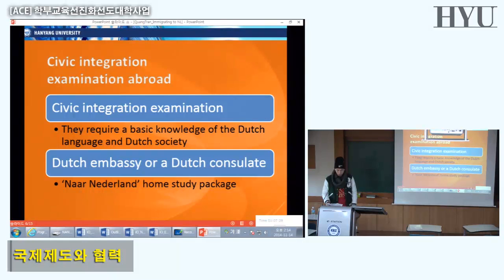So immigrants who wish to come to the Netherlands for family reunification must first take the civic integration examination abroad. Only then can they obtain an MVV. They require a basic knowledge of the Dutch language and Dutch society before they can settle in the Netherlands. This helps them integrate more quickly. They can take this examination at the Dutch embassy or a Dutch consulate in their home country. They can prepare for the examination using the Naar Nederland, so To the Netherlands, home study package.